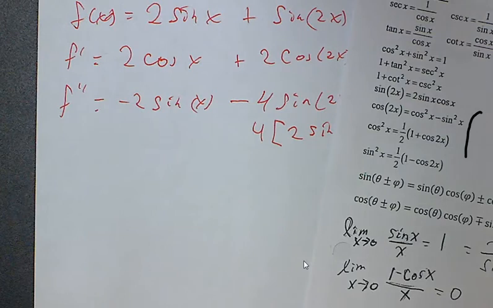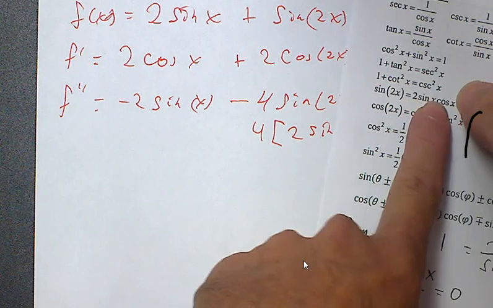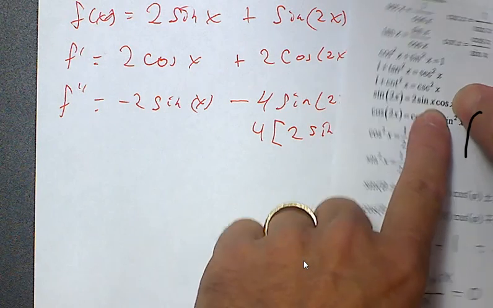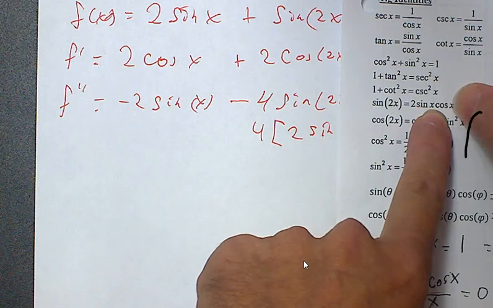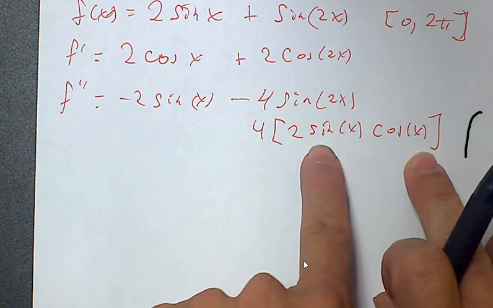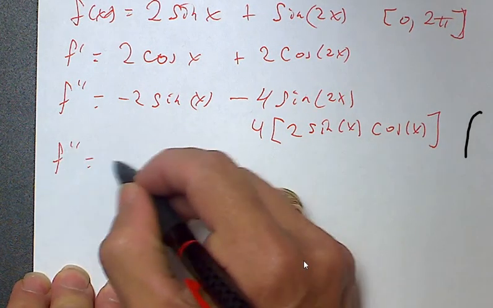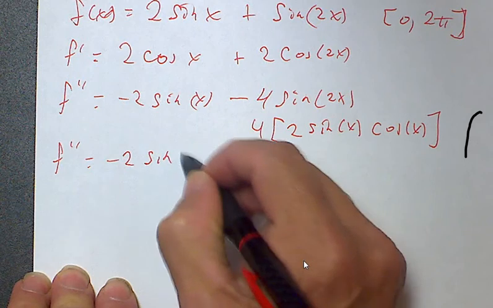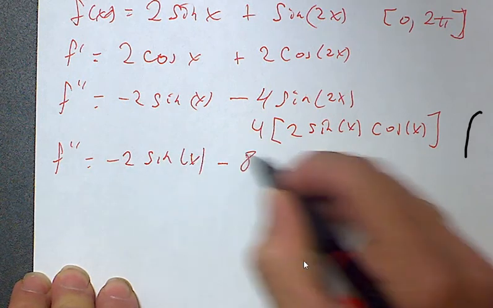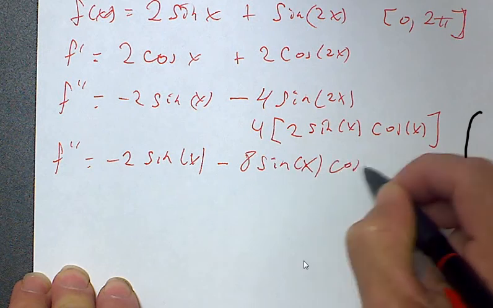So sine of 2x, this is the cheat sheet I gave you. Sine of 2x is 2 sine of x cosine of x. You see that? Great. So I replaced that with this. So f double prime equals negative 2 sine of x minus 8 sine of x cosine of x.